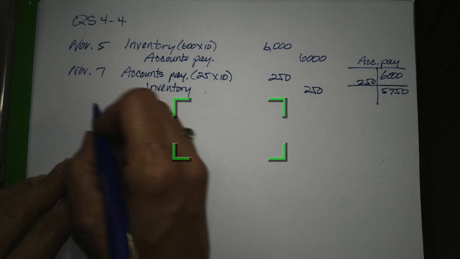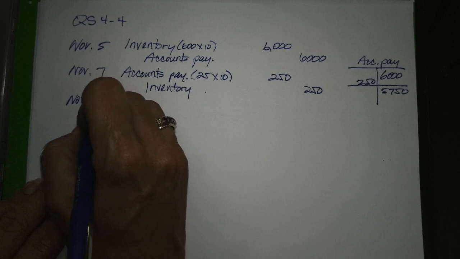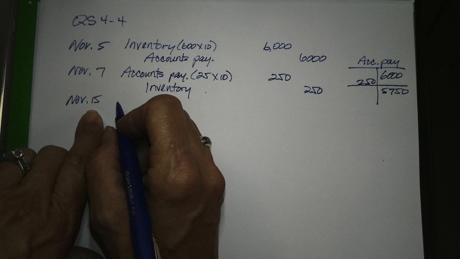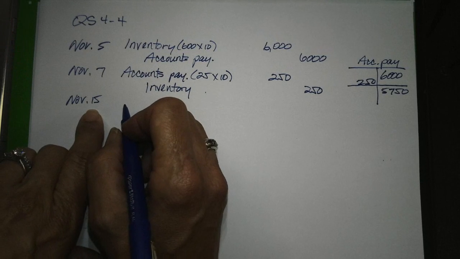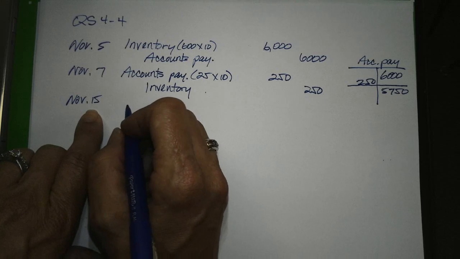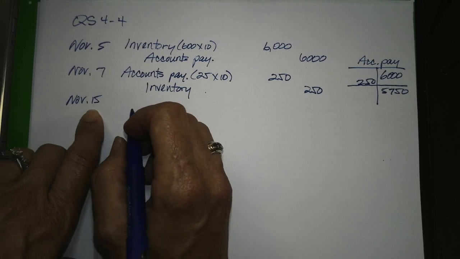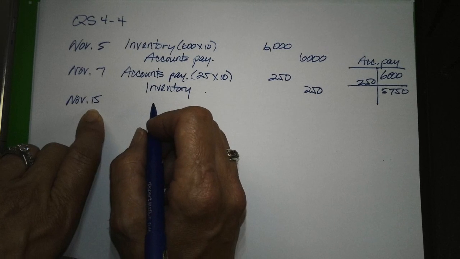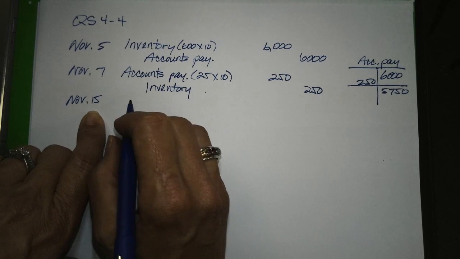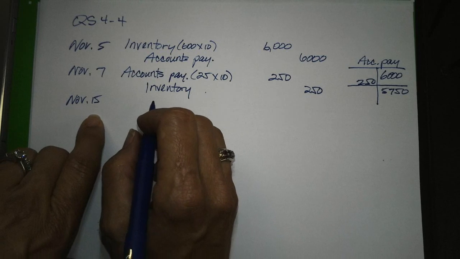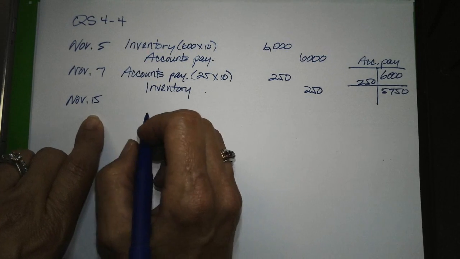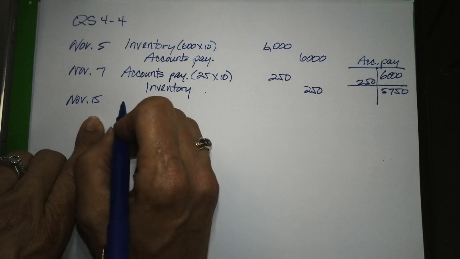Okay, and then it says on November 15th, which notice is exactly 10 days from the date of the invoice, we paid the amount due from the November 5th purchase, less the return on November 7th. So guess what? We are going to take the discount. Well, here's what I like to do. I like to fill in what I know and then fill in cash.